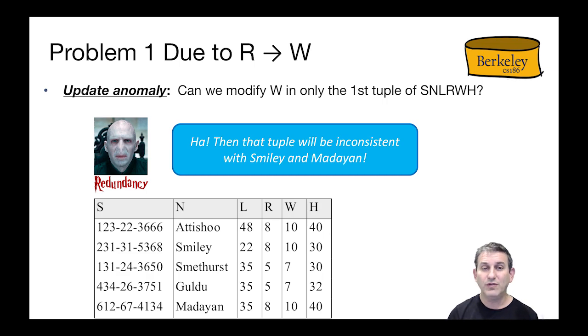We can't give Achu a raise, at least not without making sure that we also give everyone else with rating 8 a raise. So that's difficult, right? Now we're going to have to make sure that all our updates turn into multiple updates, and we could easily end up with an inconsistent table. So that's called an update anomaly.